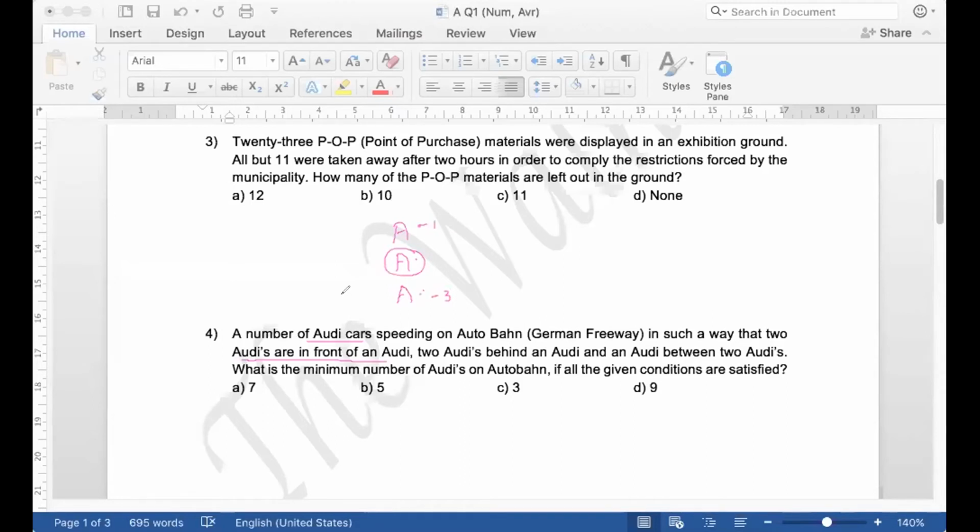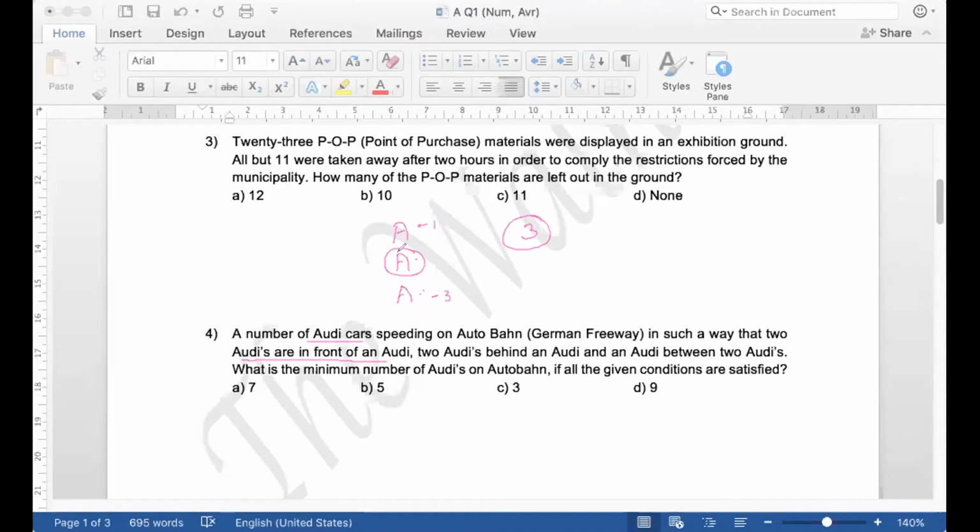Then what is the minimum number of Audis? What's the minimum number? You can have three Audis that can satisfy all these conditions. Of course, you can have 4 or 5 or 6 or 7, that's possible. But with 3 Audis, you can satisfy this condition.